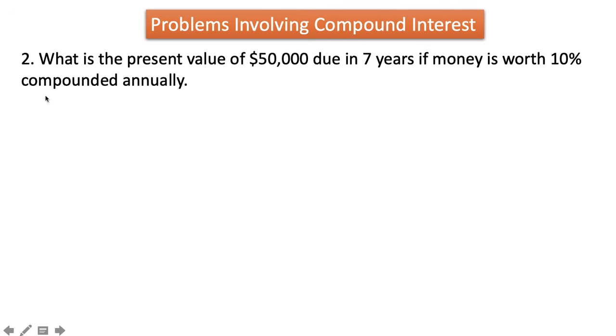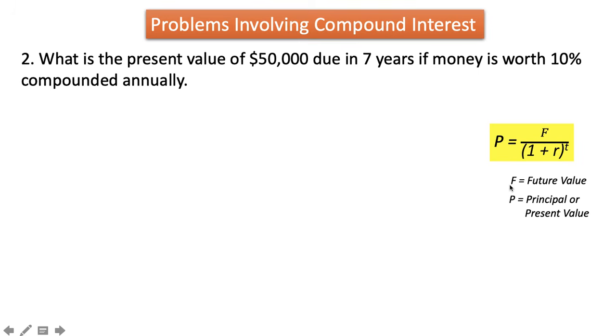In our given number 2, what is the present value of $50,000 due in 7 years if money is worth 10% compounded annually? So in this problem, the present value is unknown. So we're going to use this formula, P is equal to F over quantity 1 plus R raised to T, wherein F is the future value or the maturity amount, P is the principal or present value, R is the rate, and T is the time in years.